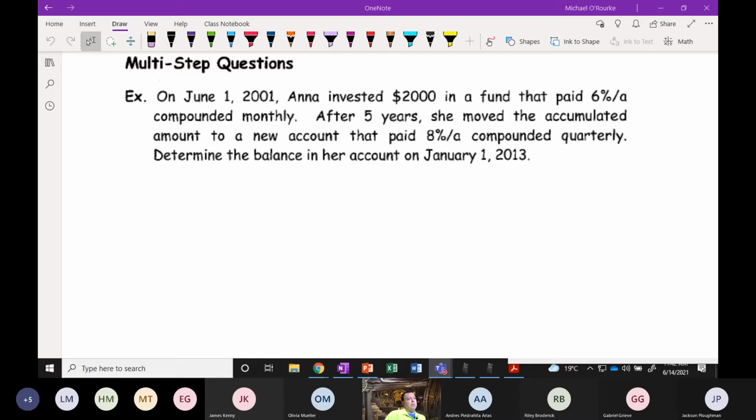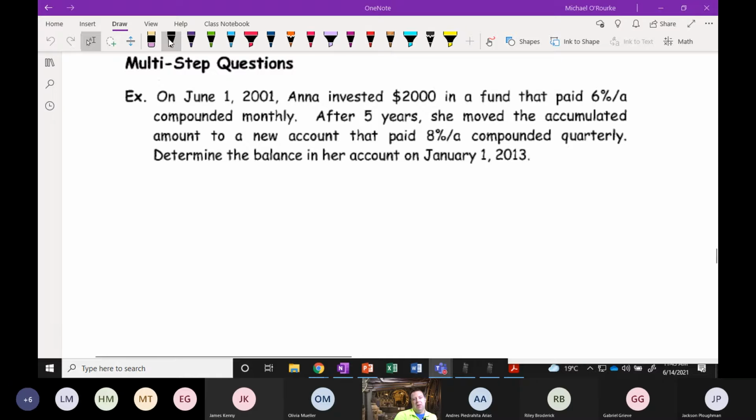Okay, so what we're going to do is solve some different problems, still using compound interest. That's all we're going to work with right now. This one's a multi-step problem. On June 1st, 2001, Anna invested $2,000 in a fund that paid 6% compounded monthly. After 5 years, she moved the accumulated amount to a new account that paid 8% compounded quarterly. Determine her balance in 2013.